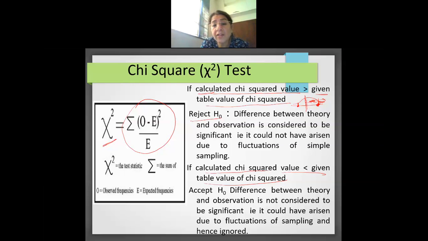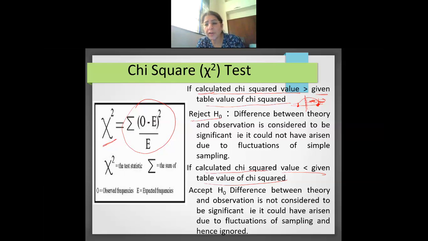Rejection of the null hypothesis means the difference between theory and observation is considered significant. That is, it is not because of fluctuation in sampling. There are some other reasons behind it. Now, what are the reasons? Statistics is not going to tell you those reasons. You need to find out the reasons based on your application or work environment. Statistics just helps you make decisions, it is not the decision maker.